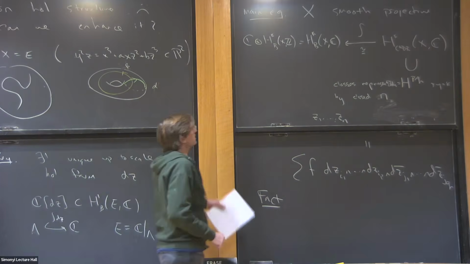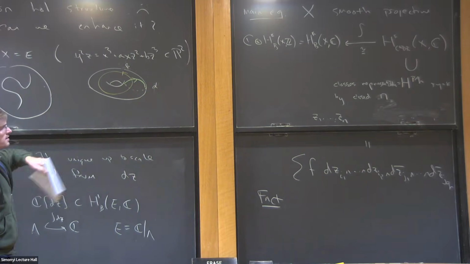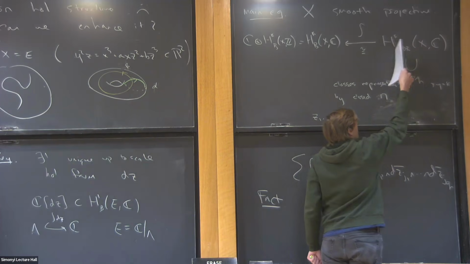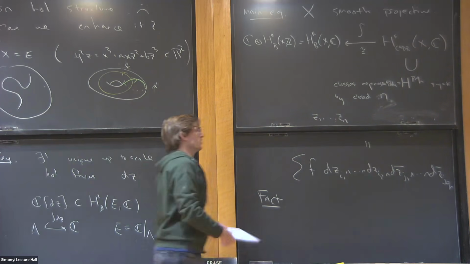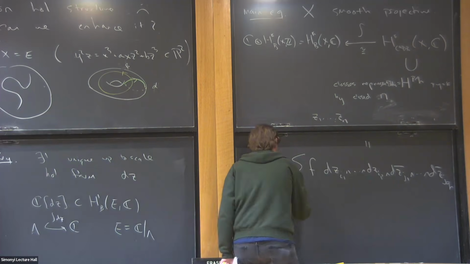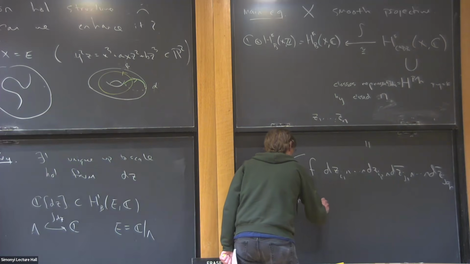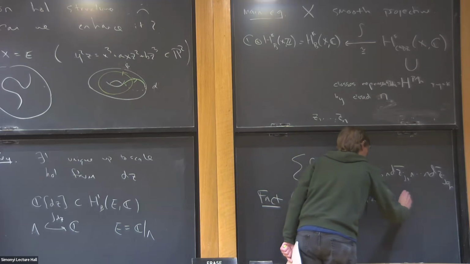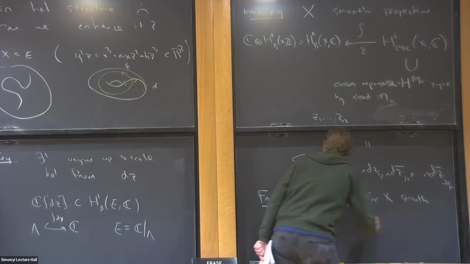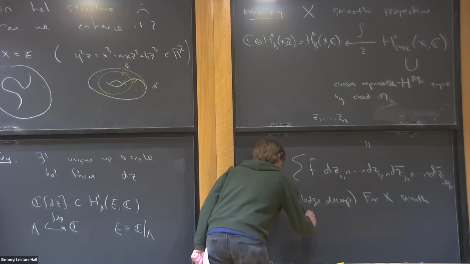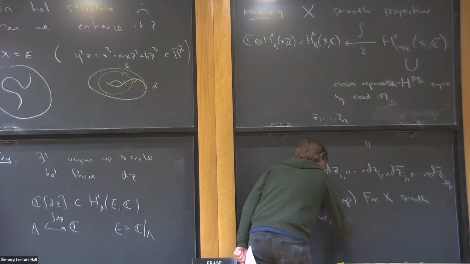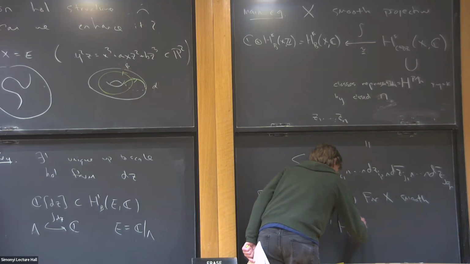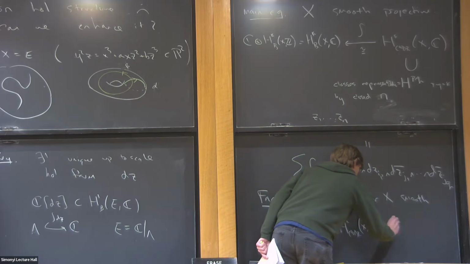But here's the important fact. For a smooth projective variety, in fact, not only are these non-zero, but every de Rham cohomology class can be decomposed into pure type ones. So this is the Hodge decomposition. For X smooth projective, it's just a fact that the de Rham cohomology of X is a direct sum.